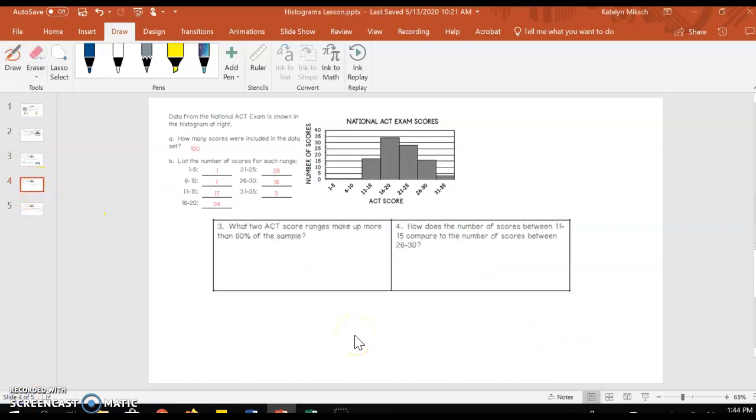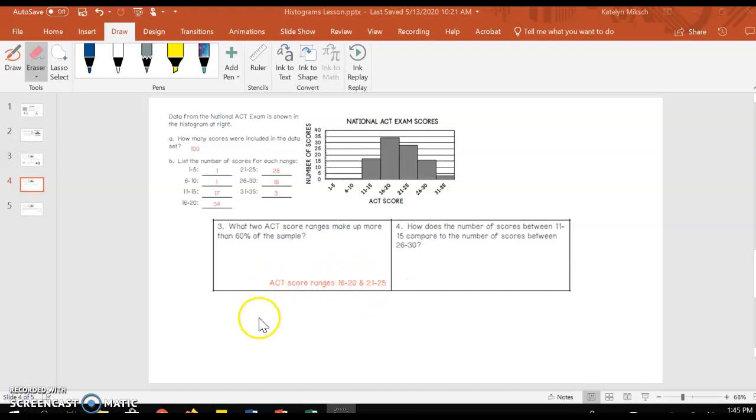Okay, moving on to the next questions. Number 3, what 2 ACT score ranges make up more than 60% of the sample? So remember, 50% would be half. So if we're talking about greater than 60%, that's more than half. So looking at our numbers over here, remember, because it's out of 100 scores, these really are the percentages. Which 2 numbers could we add together to get a number greater than 60 or greater than 60%? Take a minute to think about that and then play when you're ready to check your answer.